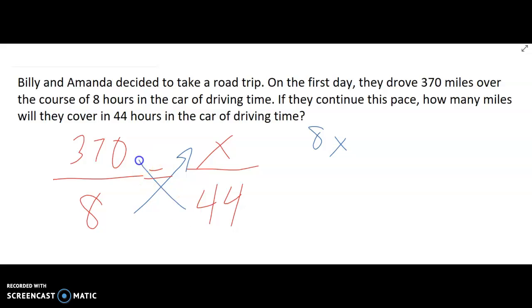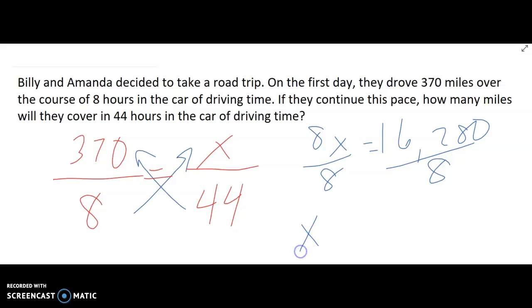All right, so let's cross multiply. And now I take 370 times 44, which is 16,280. I divide both sides by 8. And if Billy and Amanda can keep at this pace, they will cover 2,035 miles in 44 hours of in-the-car driving time. And that's the end of that.